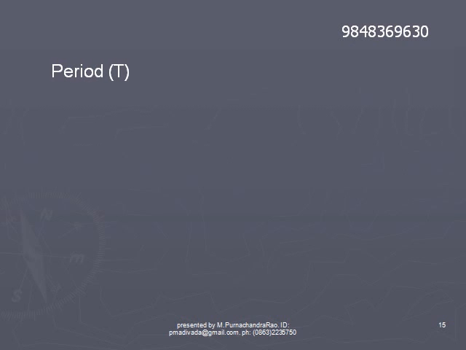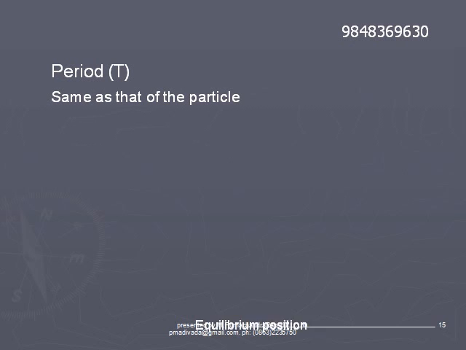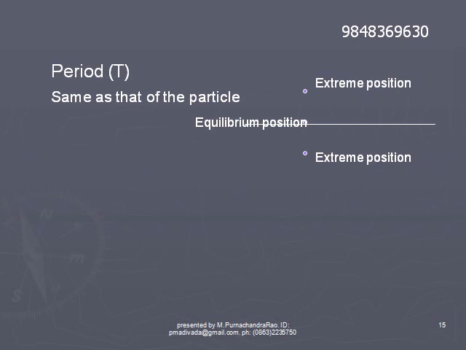Then frequency. Frequency is the number of waves crossing a point. Here there is a line at the right, and to the left of it there are waves. If these waves are moving to the right, they will cross that line. The number of waves that cross that line in 1 second is known as the frequency of the wave. The number of oscillations made by the particle in 1 second is equal to the number of waves crossing a point in a medium. So this is frequency.